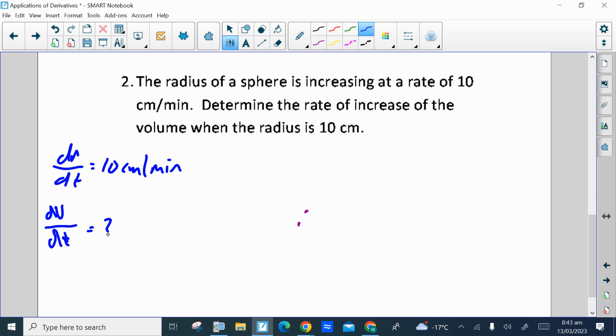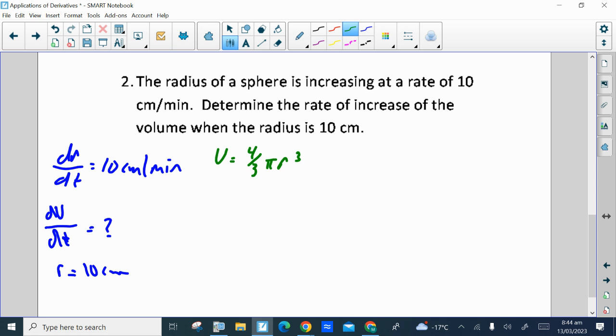The rate of change of volume with respect to time is what we're trying to find at the moment when r, the radius, is 10 centimeters. So that is what we are given and what we are trying to find. So we need an equation that relates volume of a sphere to radius. And the formula for volume of a sphere does that. It's 4/3 pi r cubed.